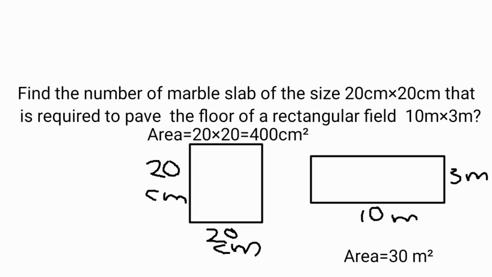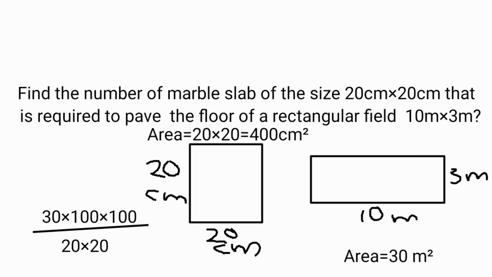Now to find out the number of marble slabs, what you have to do? We know the total area and the area of one slab. So divide the total area by the area of one slab. Then you will get the number of marble slabs needed. And before solving, you have to make sure that both of them have the same unit. One is in centimeter and the other one is in meter. So we have to convert them accordingly. Now we know that 1 meter is equal to 100 centimeter. So 30 meter squared will be equal to 30 into 100 into 100 centimeter squared, divided by 20 into 20 centimeter squared.